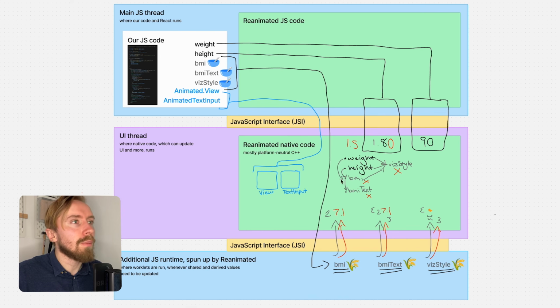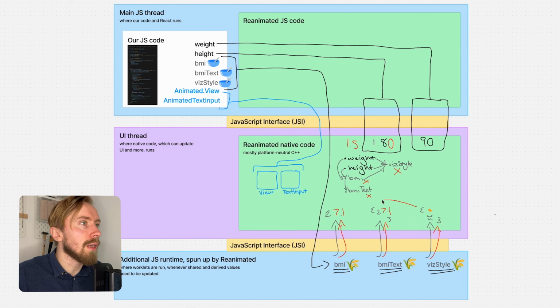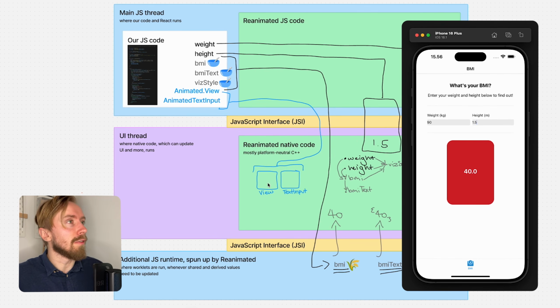So once our values are all updated, again, our animated props are applied to our animated text input without a round trip to the JS thread. Our animated styles are applied to the animated view without a round trip to the JS thread, without going through React. With our second frame, we can very quickly go through the same process again. And finally, 60 frames later, we end up with this. A BMI 40, our shared values updated, our visualization blood red, and our BMI text reflecting that reality.